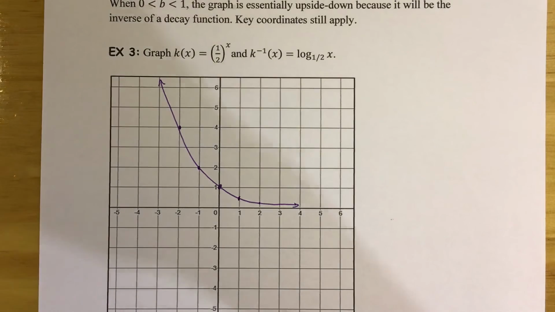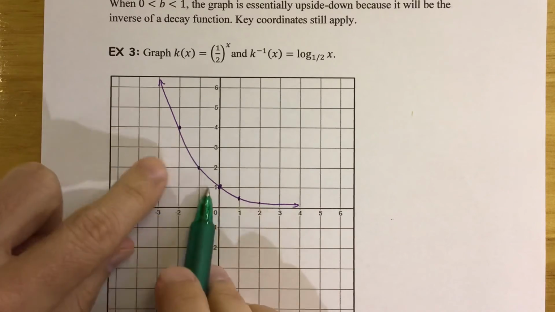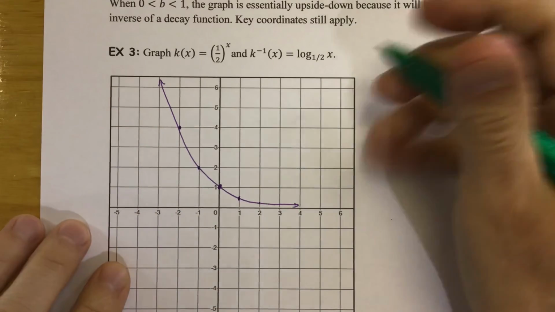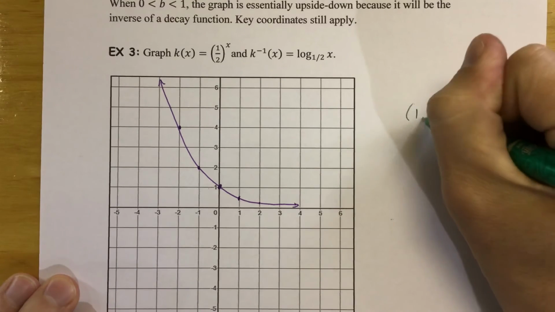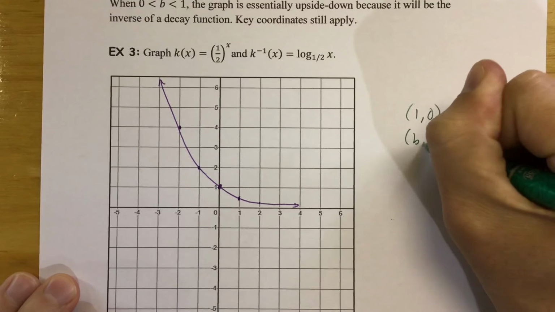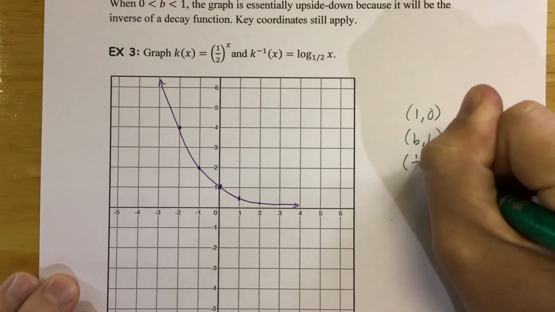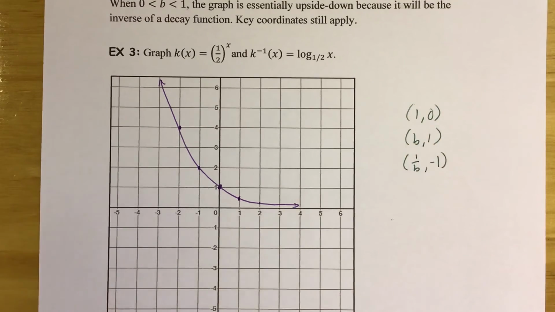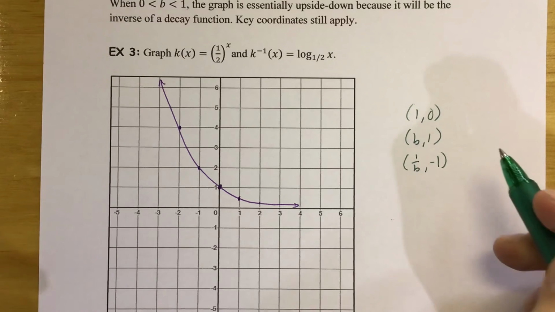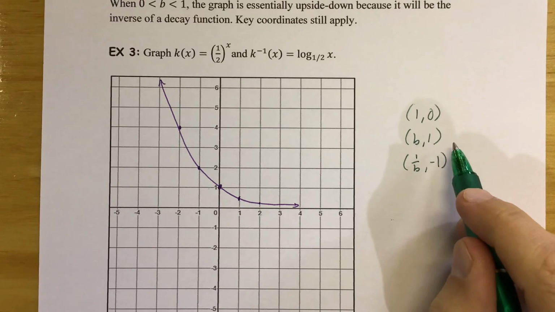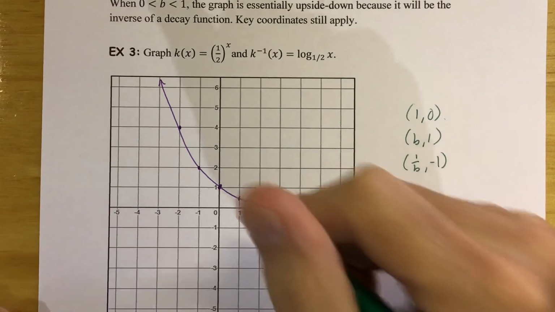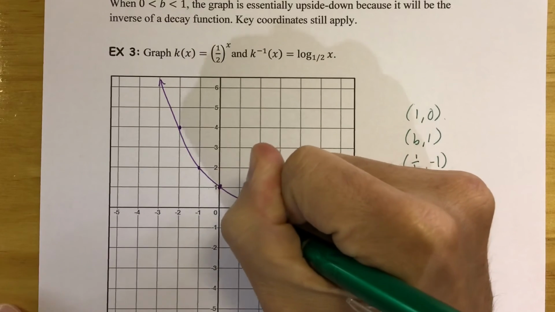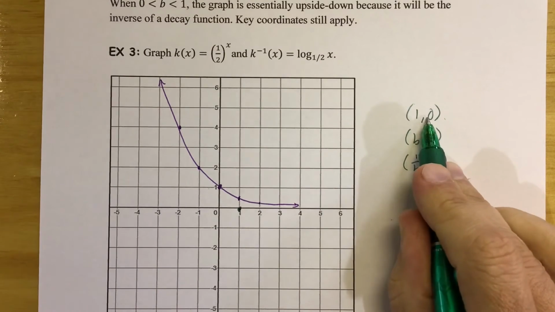All right, logarithm though. Let's go back to just the key points. Let's not worry about flip-flopping coordinates here and doing it that way. Let's go back to our key coordinates. You've always got 1, 0, you've always got b, 1, and you've also got the reciprocal, -1. You've always got those numbers. Okay, our b value is 1/2. That has nothing to do with the first coordinate. So we are still good to plot 1, 0. That coordinate we can just plot.